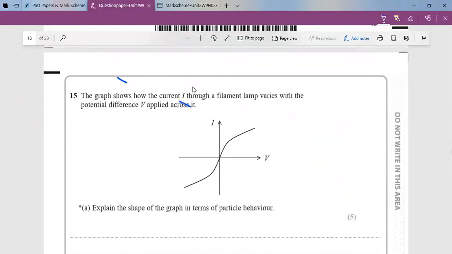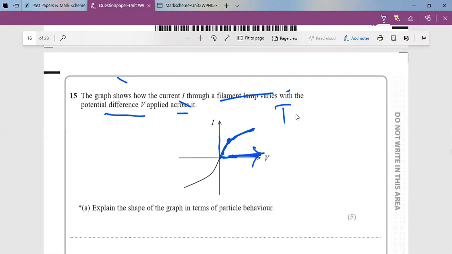15. The graph shows how the current through a filament lamp varies with the potential difference applied across it. Explain the shape of the graph. Oh, we've done this question yesterday. This is a repeat. What's happening? As the voltage increases, the current increases. But after a certain point, the graph starts becoming parallel to the voltage axis, meaning the rate of increase of current becomes less than the rate of increase in voltage.